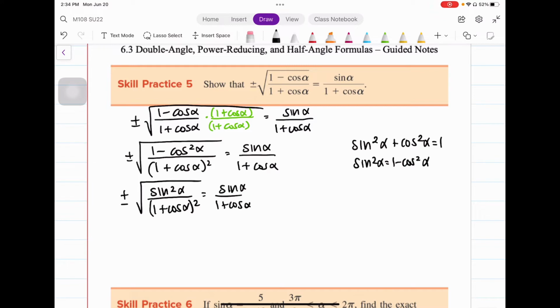If you square root the left-hand side, the square root of sine squared is sine. The square root of 1 plus cosine of alpha squared is just 1 plus cosine alpha, which is what we wanted.